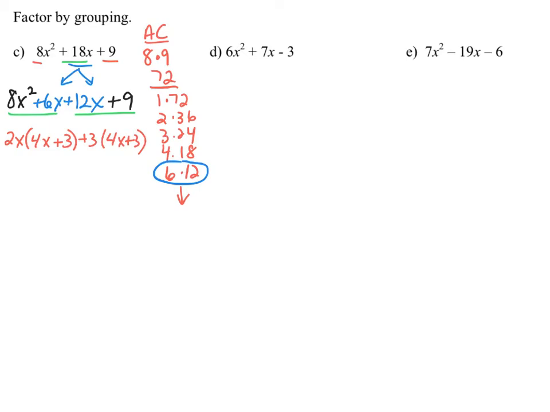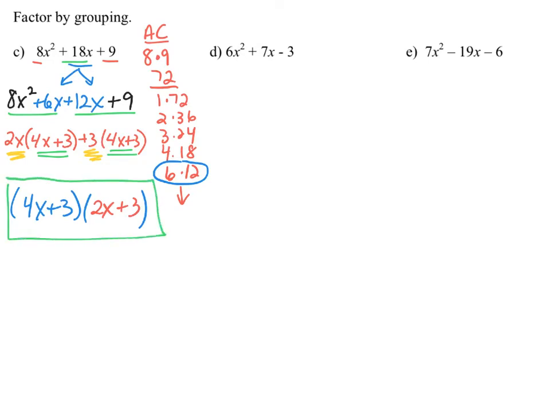Notice that these groups have a common factor of 4x plus 3. 4x plus 3 is one factor, and when you take that out, what you have left is the 2x plus 3, which is the other factor. So the trinomial in factored form is one factor of 4x plus 3 and the other factor of 2x plus 3.